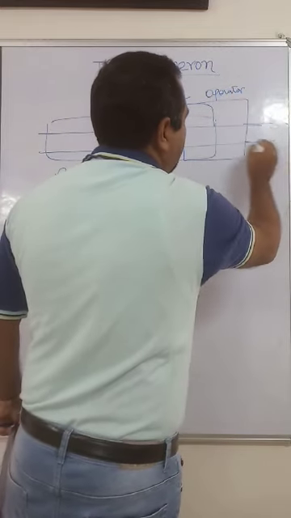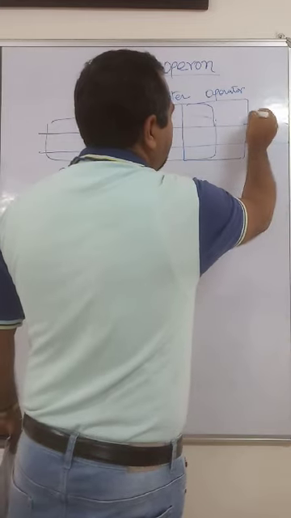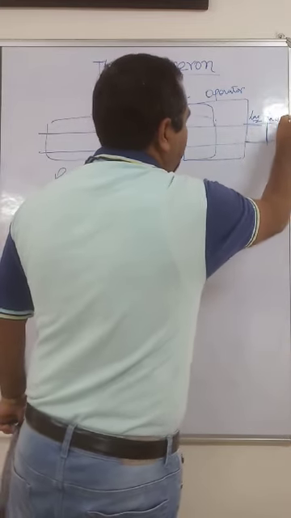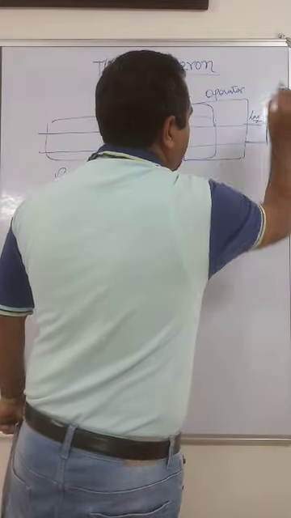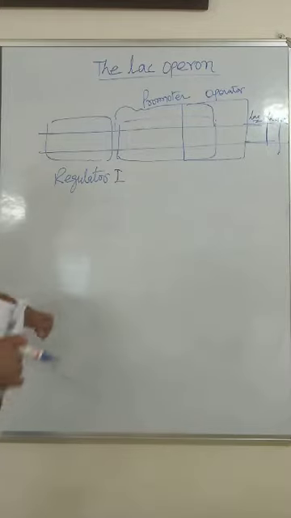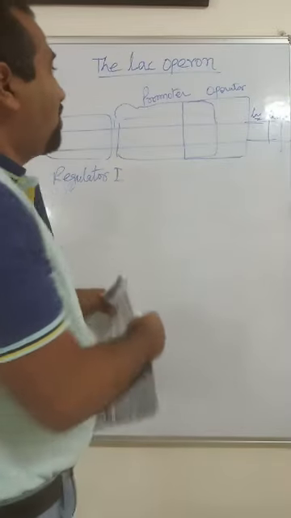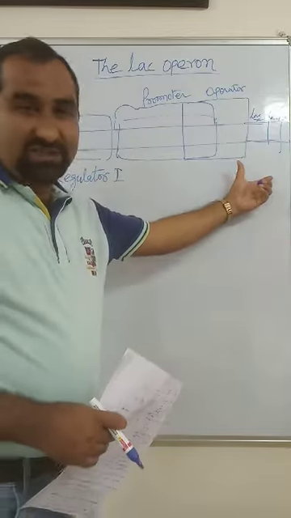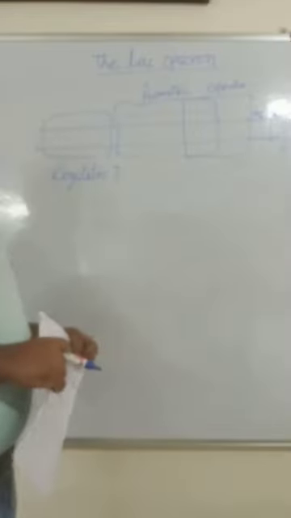And now these are the structural genes: lac Z, lac Y, and here lac A. These three genes are there. So this complete assembly of various regulating units and structural genes is known as an operon.